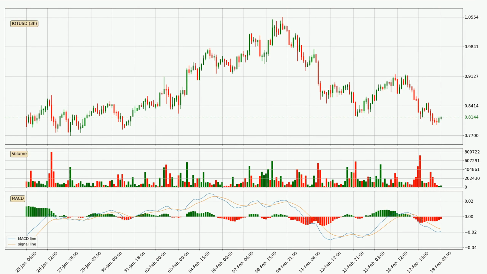Jumping to the 3-hourly MACD, the MACD line is below the signal line, which shows that the current trend is on the downside. But it's expected for the price to remain the same for some time because the MACD histogram shows that the momentum at the moment is shifting upwards. You should wait and see if the MACD line will cross the signal line, which will be bullish.